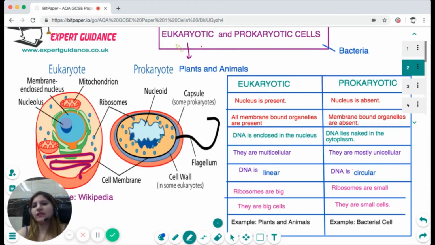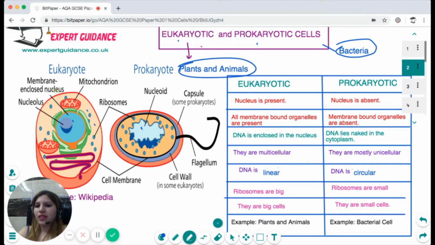The first thing we need to know is what is the difference between a eukaryotic and a prokaryotic cell. Now, a prokaryotic cell is a bacteria and eukaryotic cells are plants and animals. If you see in this diagram, there is a eukaryotic cell and a prokaryotic cell. The first basic difference between the two is the presence of this structure called the nucleus. So the nucleus is present in a eukaryotic cell, but in a prokaryotic cell, the nucleus is absent.